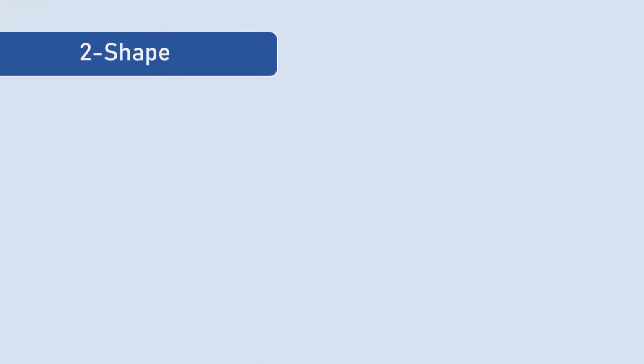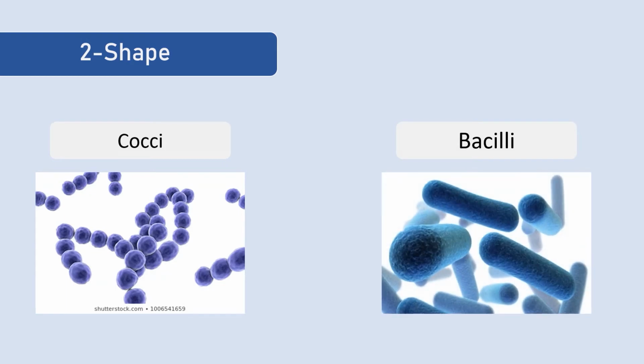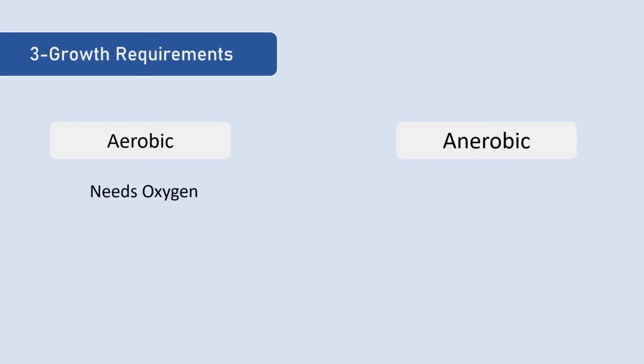Bacteria can be classified according to its shape as well. Cocci means the bacteria that have rounded shapes, while bacilli means the one that appears like rods. According to growth requirements, the majority of bacteria need oxygen to grow, and in this case they are called aerobic, while others grow better in the absence of oxygen. Some of them live in our intestine and our mouth. They are called anaerobic.